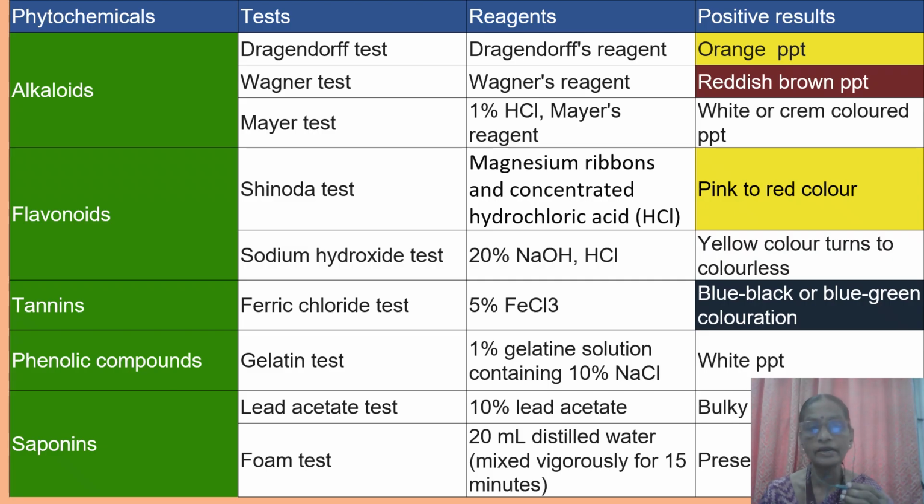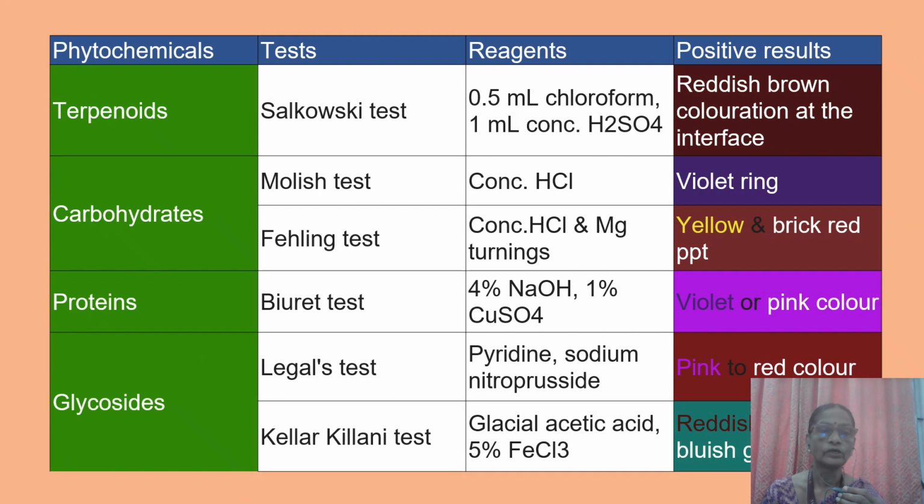By using laboratory reagents, we can identify whether the extract contains alkaloids, flavonoids, or tannins. Sometimes one extract contains three or four types of compounds. That is evaluated by simple chemical tests in the laboratory, qualitative chemical analysis. Terpenoids, carbohydrates, proteins, glycosides can be tested like that.